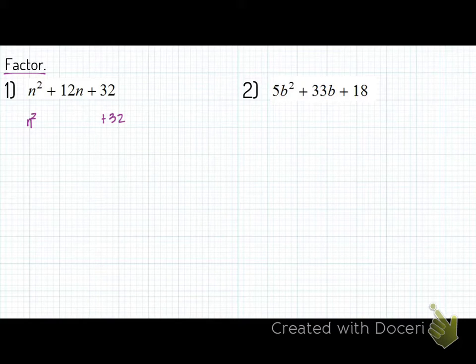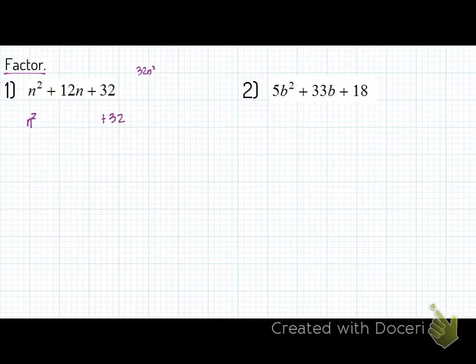So again, I'm bringing these down. Then I'm going to multiply n squared times 32, because that's one of the cross products. So n squared times 32 is, everyone? 32n squared. So I want to break 12n apart with two numbers that multiply together to be 32n squared. So maybe 1n plus 11n.